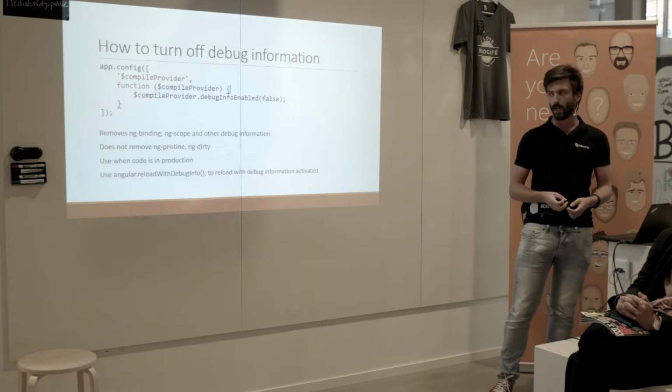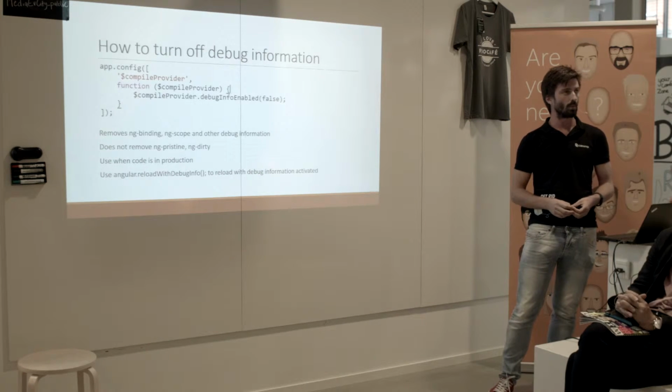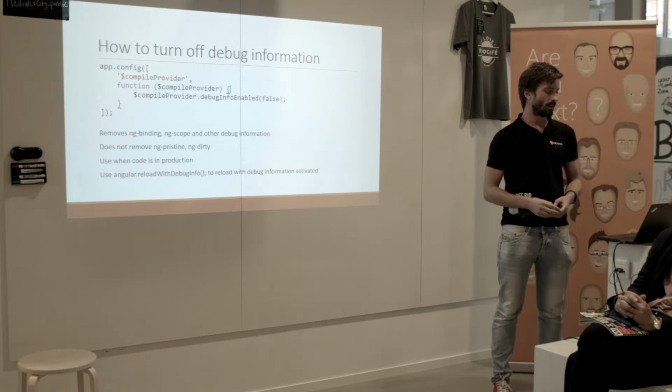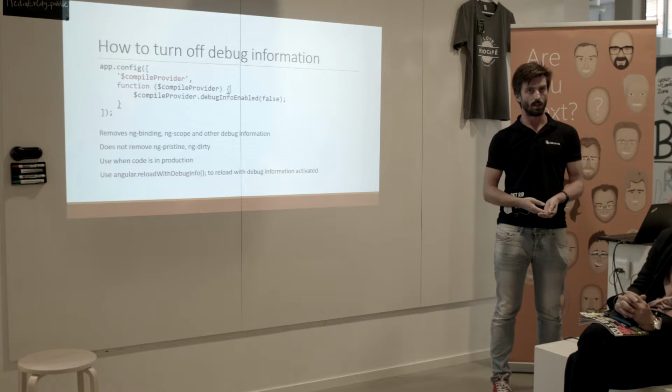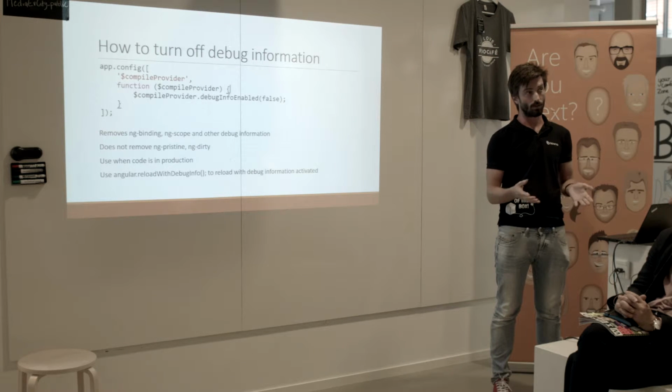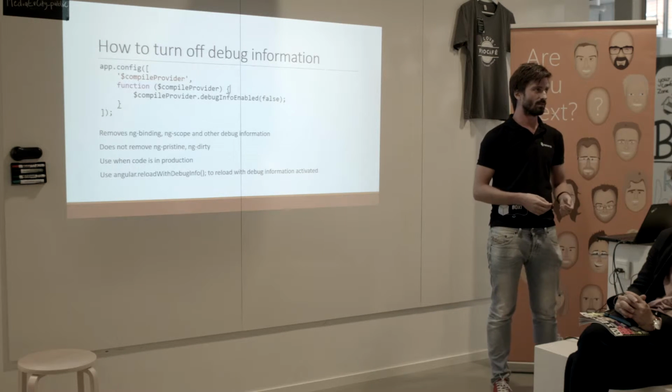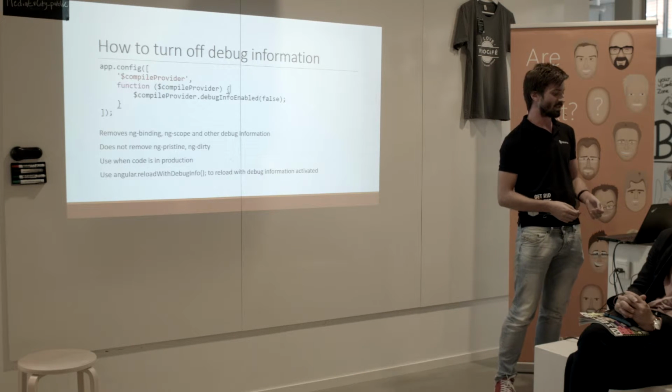So in your app config, you inject the compile provider service and you use the debugInfoEnabled to turn this debug information off. And you only turn off ng-binding and ng-scope, but not the ng-pristine and ng-dirty, or valid or invalid. So those can still be used for regular or everyday usages.